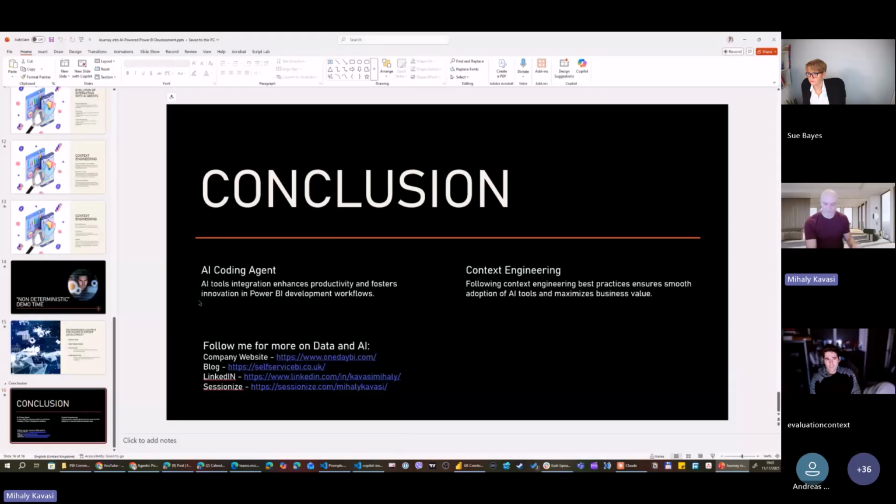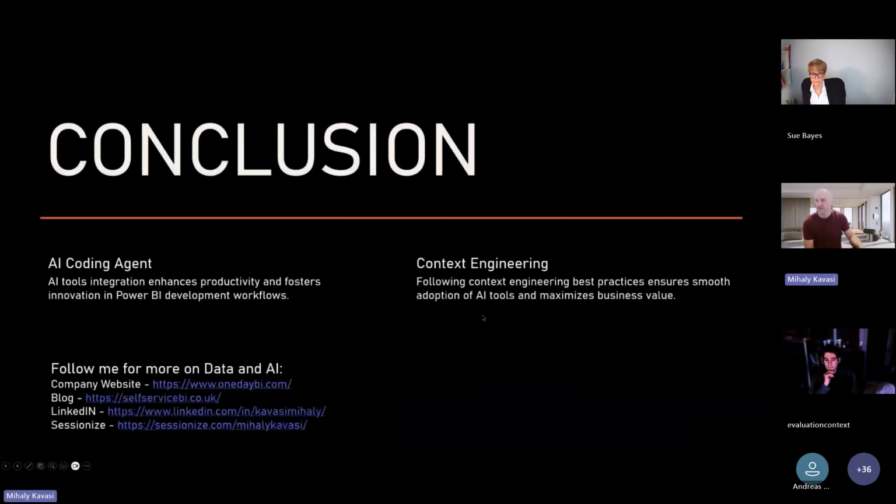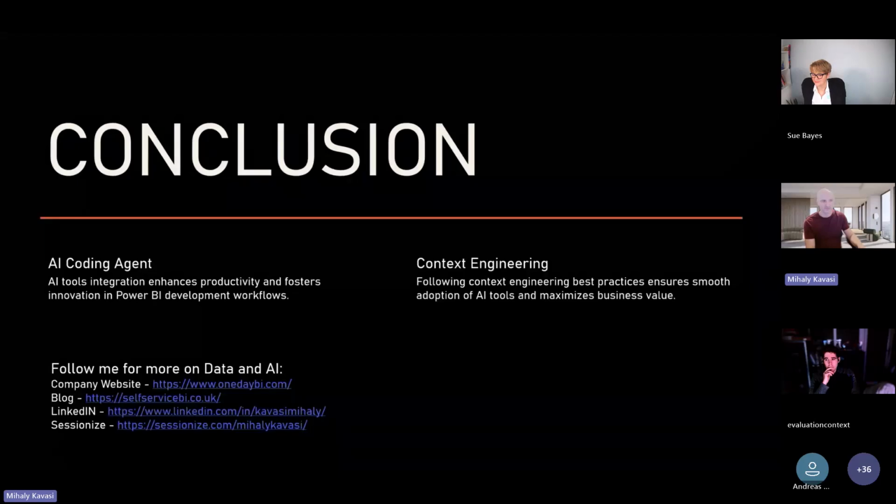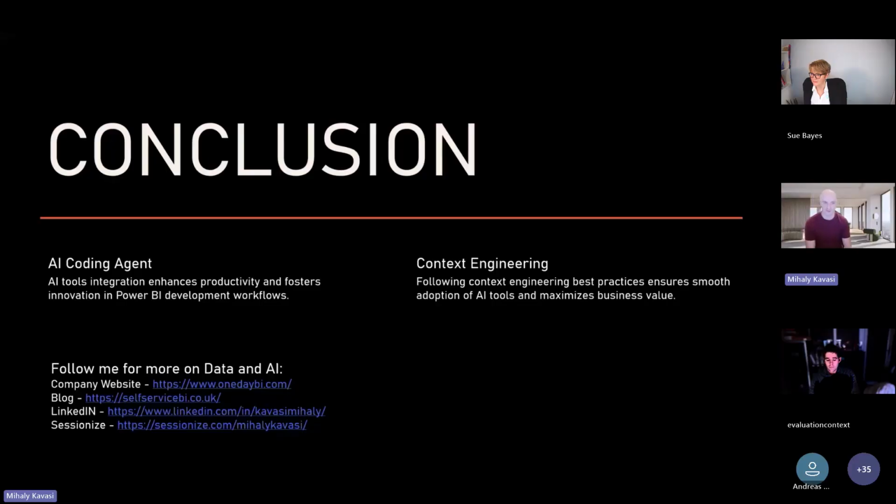So just as a conclusion, because we are running out of time: AI coding agents are useful, but they cannot do everything without us. If we use context engineering well, then they will be much more powerful than without it.